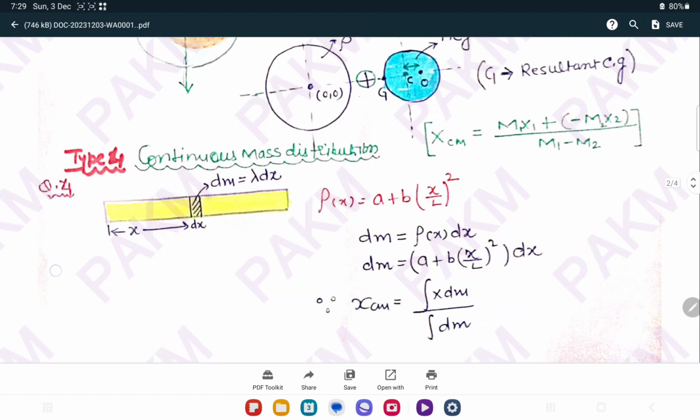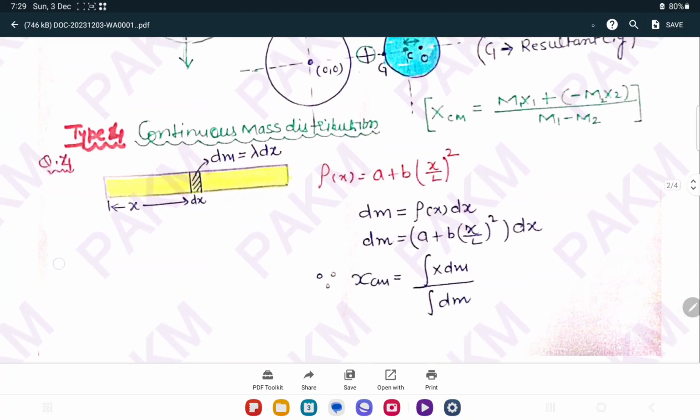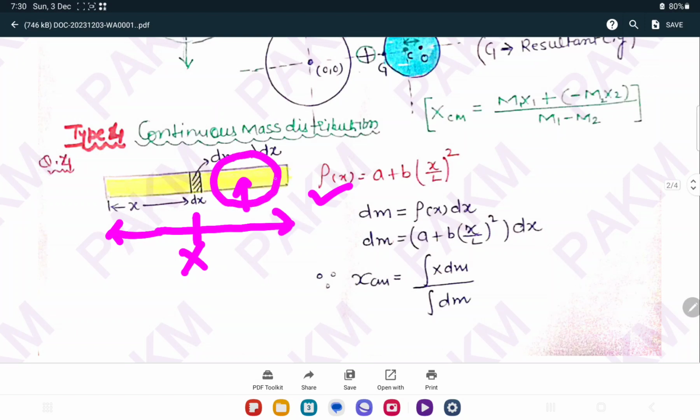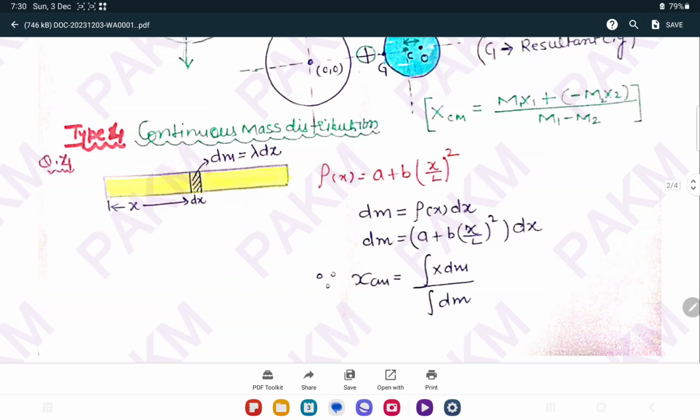The center of mass will lie at the center once the mass is uniformly distributed. But here the distribution is linearly varying, so it will not lie at the center, but somewhere towards the larger x, let's say here, because the density varies linearly with x. More density is over the right part than the left part, so the center of mass surely lies at this point. So this is the fourth type.